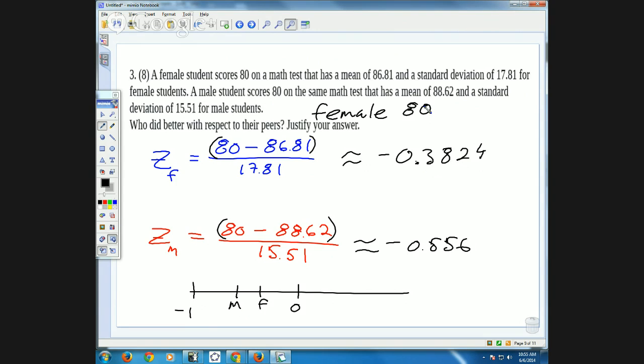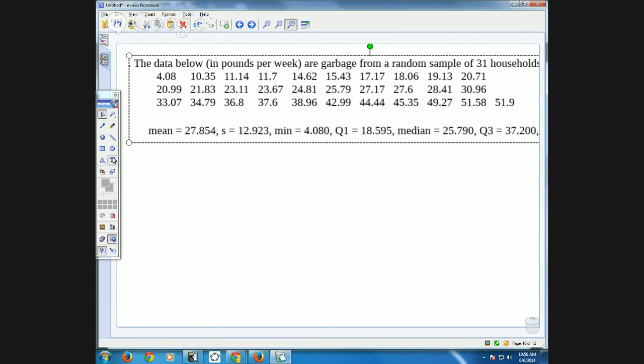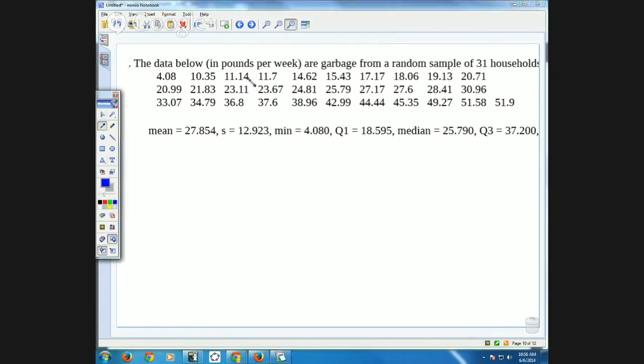They're both below average, as the male is further below the male average and the female is below the female average. Yeah. I'm going to twist this on you now. What if they each got a 90 instead? Refigure their z-scores. Get a clean, oops, wrong data.